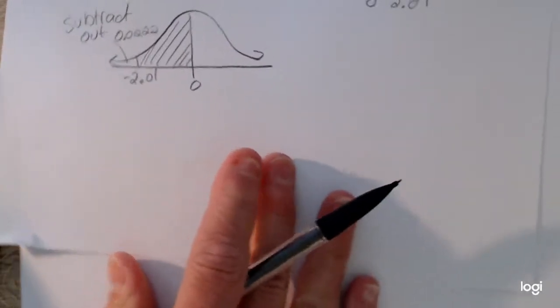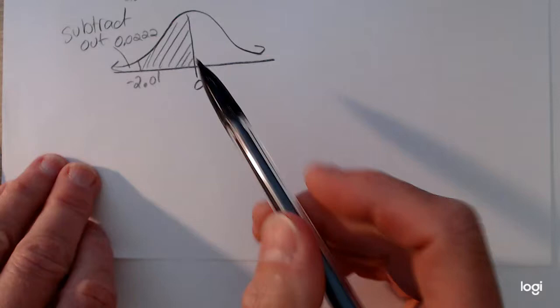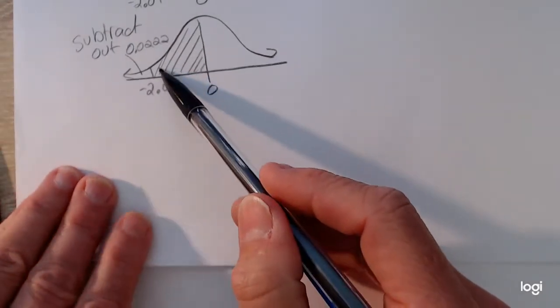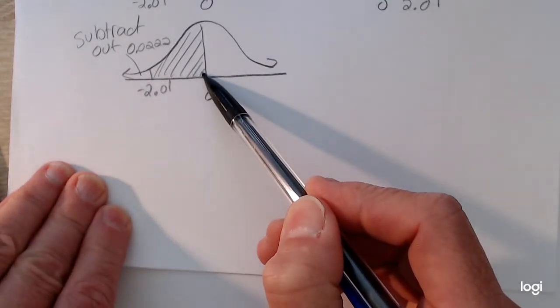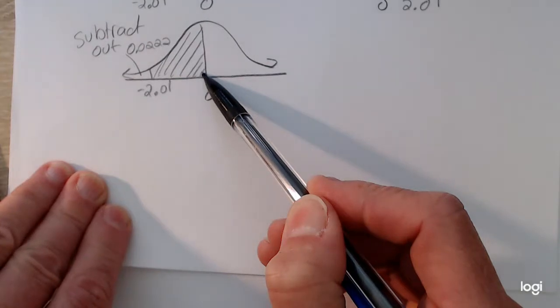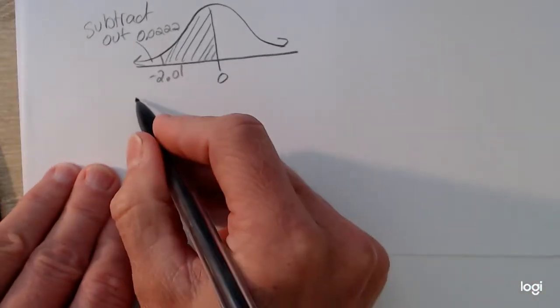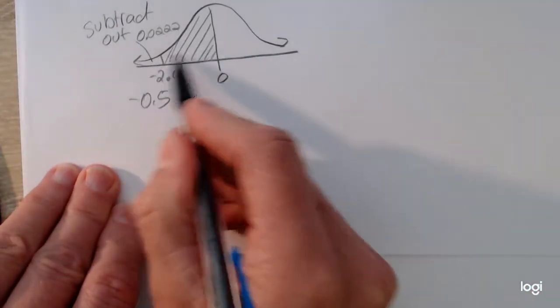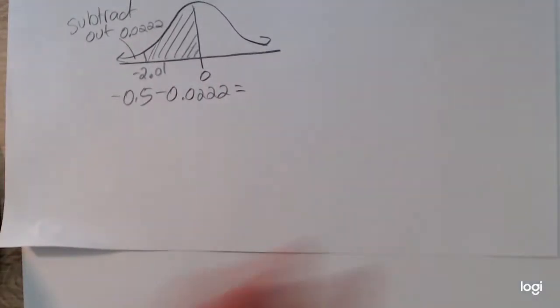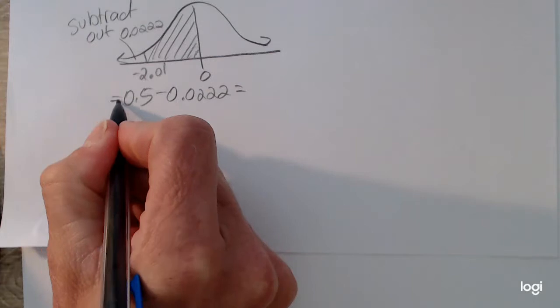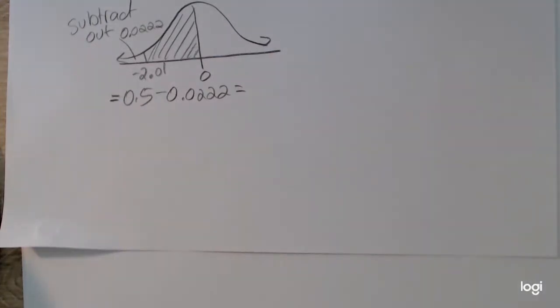So this little tail area is 0.0222. Okay, again, that's not my final answer, because it should be hopefully obvious that this shaded area is more than 0.0222, or more than 2.22% of the total area. So I'm going to take 0.5, which is half of this, the entire half, and subtract out the piece I don't want, and that will give me that shaded area in between. Okay, so that's not negative, that's an equals. Sorry about that. So 0.5 minus 0.0222.